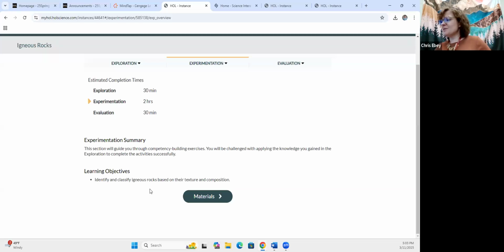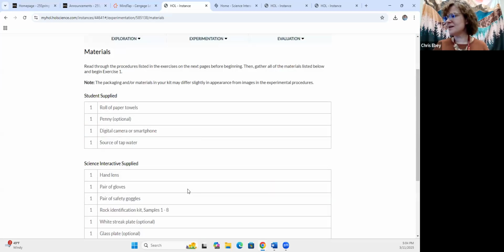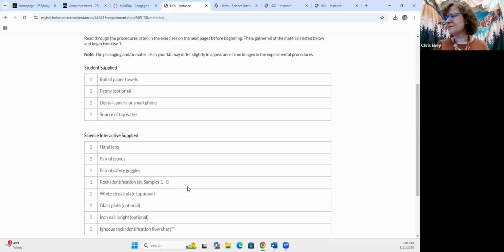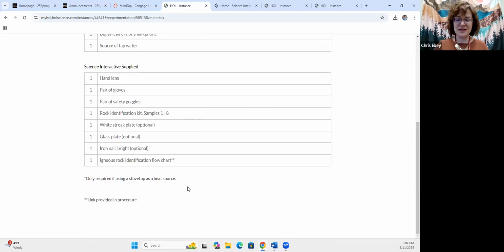For this particular one, you're going to need some paper towels. You might need some water. I've got water right here. You're also going to need your rock set. Your rock set is the bigger set. It should say rock set, SI. It lists it right here: samples 1 through 8. So this is our rock kit. We're only looking at the first 8 samples.